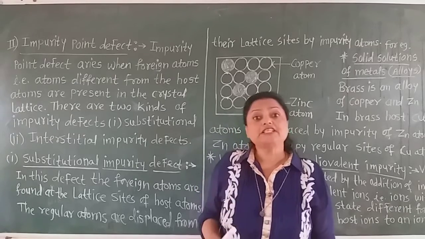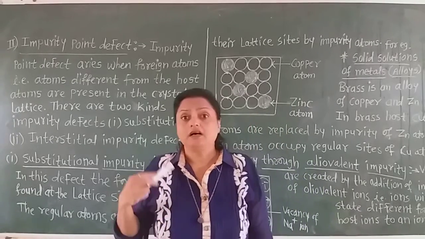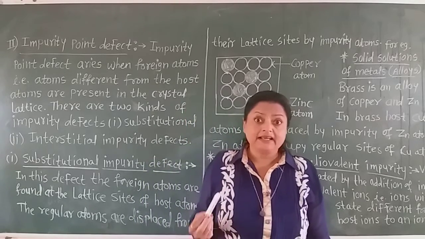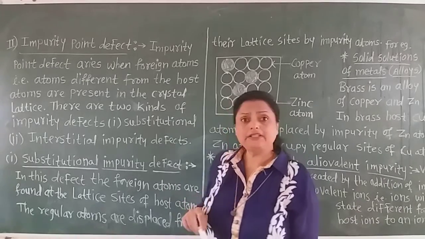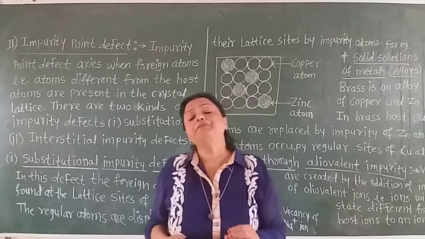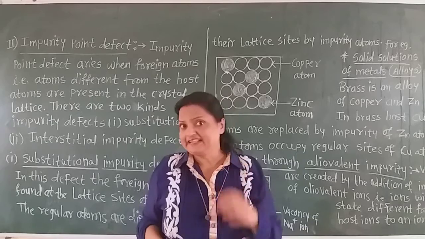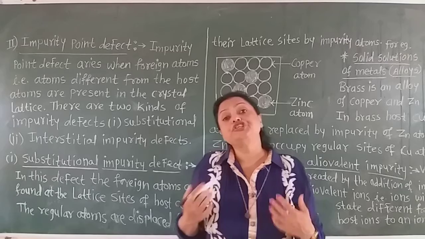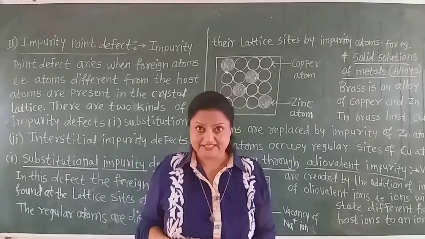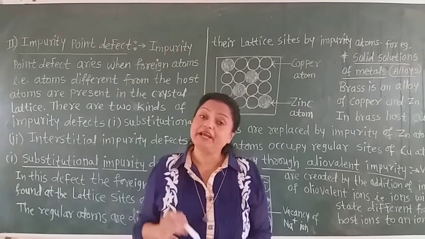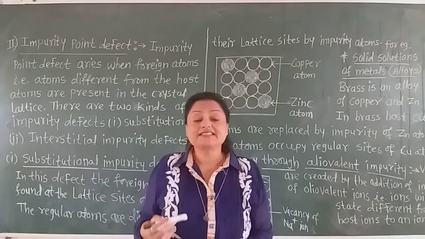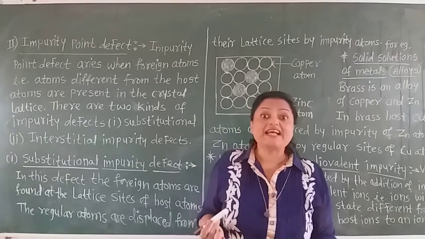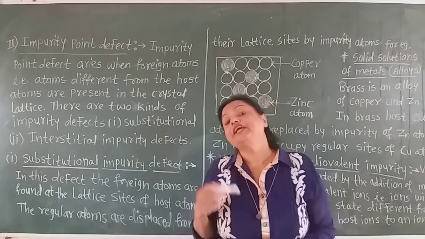This is also a point defect, that means the regular arrangement of the ions in the ionic solid gets disturbed. In the impurity defect, some impurity is added to the crystal so that the impurity ions take the position of the host ions. That means the host ions of the crystal are displaced by the impurity ions.